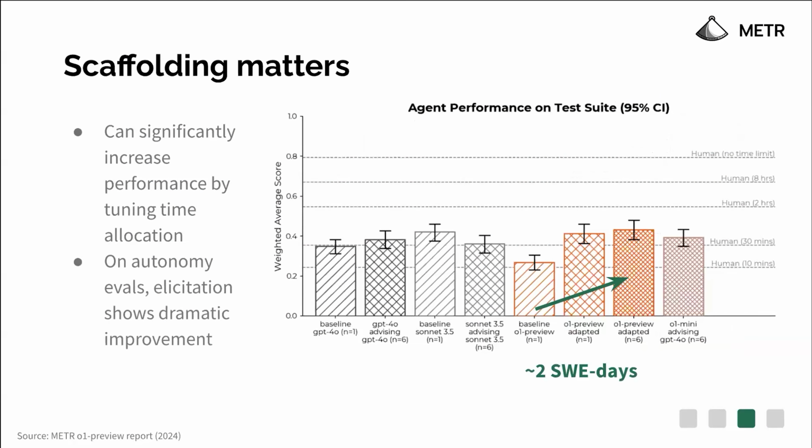Also, on our other task suite, this is not REbench, but general autonomy, we see an even bigger jump with very short amounts of elicitation. With just 2 engineering days, we got a huge improvement on our autonomy test suite for O1 preview when we were trying this.